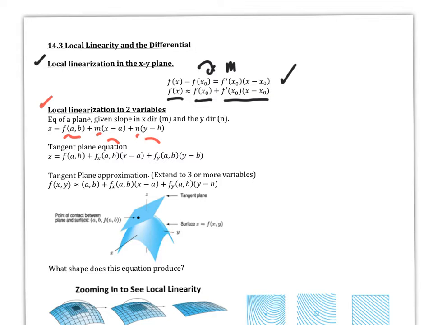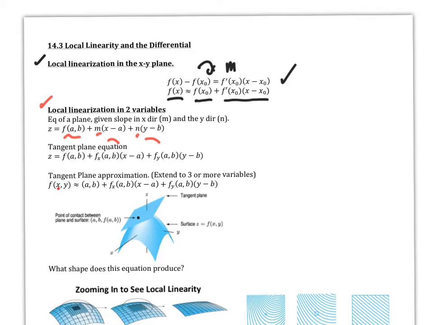So if we want to do a tangent plane, all we have to do is take that same equation and put it into the form here now with the differential. So this is the differential of x, x minus a, and this is the differential of y, y minus b. So some initial plus the change in the x direction plus the change in the y direction. That would give us a tangent plane equation.